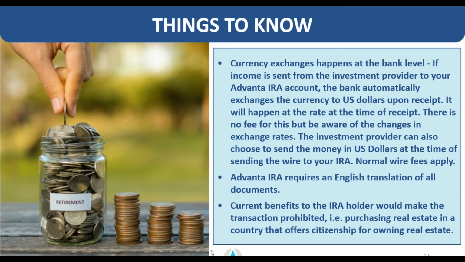And the example that pops into my head, and one that Corey and I discussed, is when you're purchasing real estate, for example, in another country, sometimes that offers citizenship to the owner of the real estate. So I've heard it as golden citizenship, basically, for making an investment. And if that is the case, that would be considered a current benefit to the IRA holder. And so that would actually make that investment prohibited for IRS purposes. So looking at things like that.